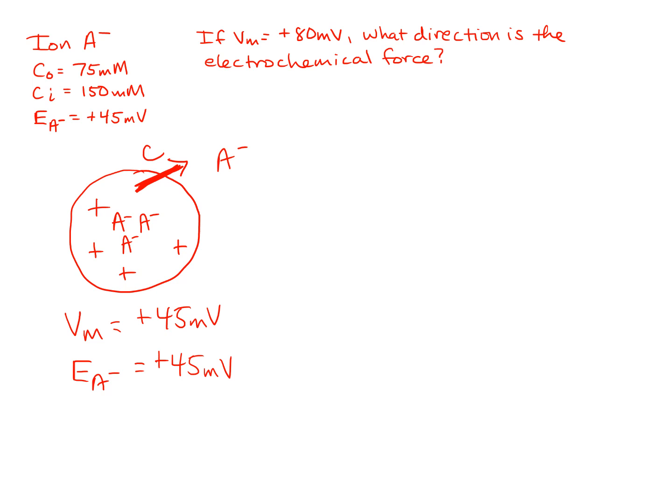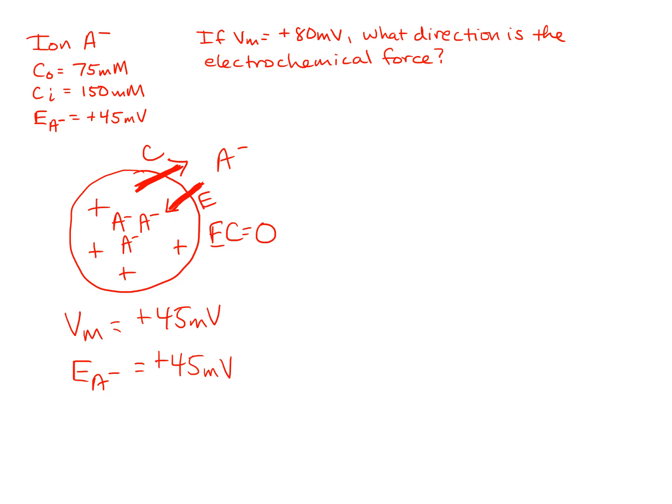And then the electrical driving force will be directed into the cell because opposite charges attract each other. So the negative charge on this ion is attracted to the positive charges inside the cell from the membrane potential. And we know that this electrical driving force is the same size as the chemical driving force because we're at equilibrium. So when you add these two together, they cancel each other out, and your electrochemical driving force is 0, and there's no net movement of this ion in or out of the cell.